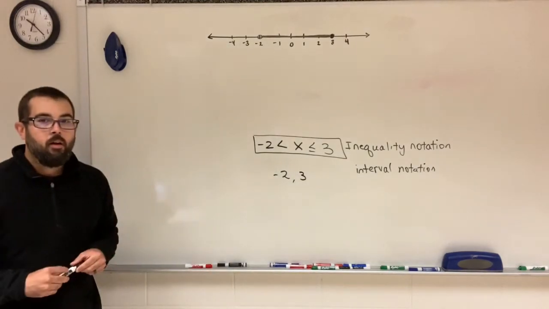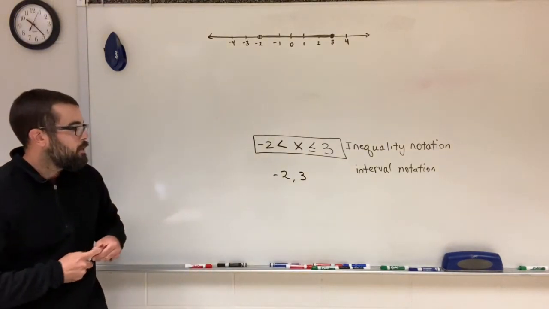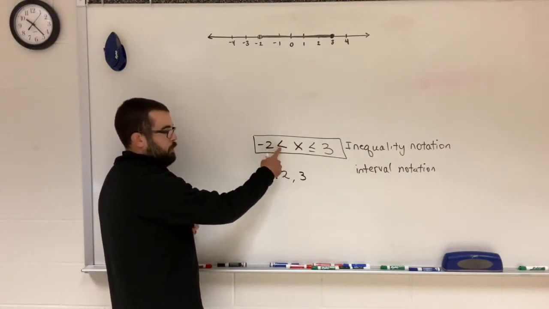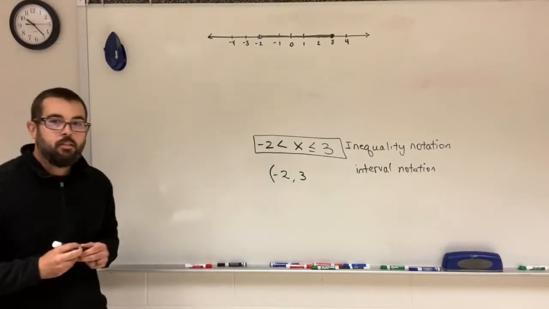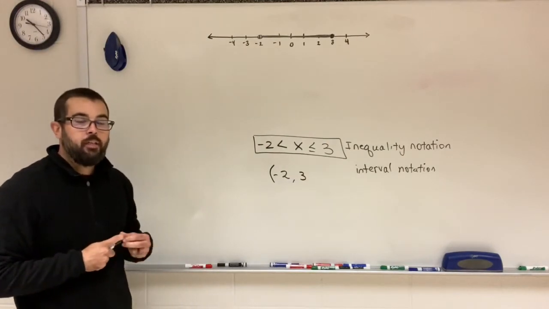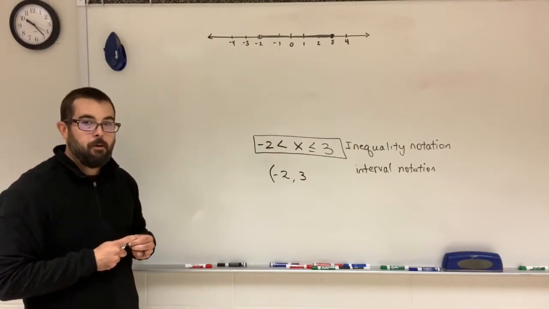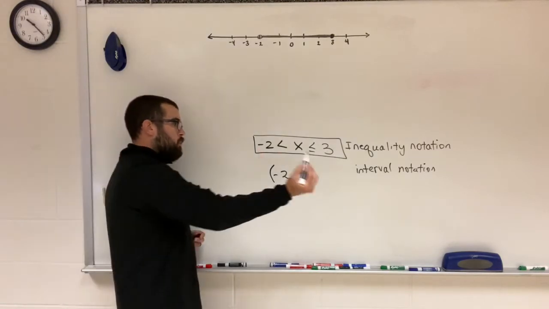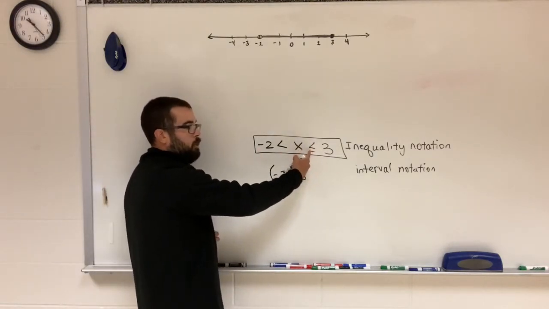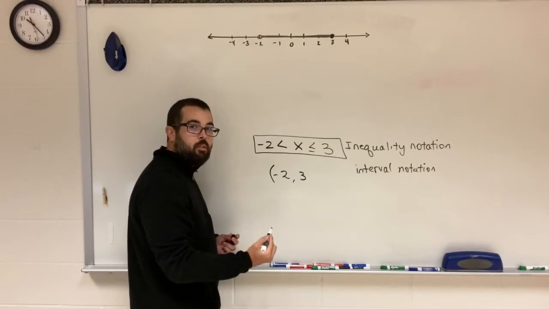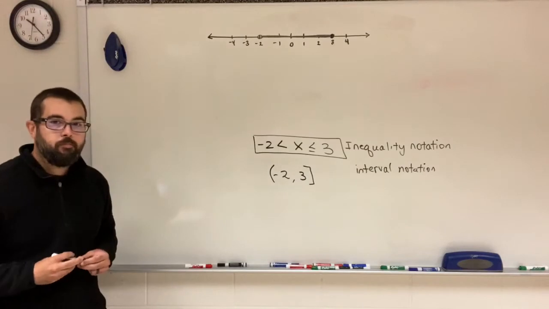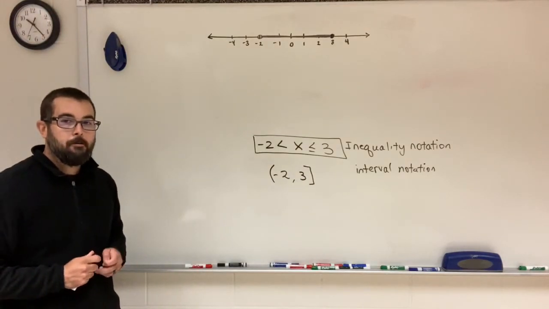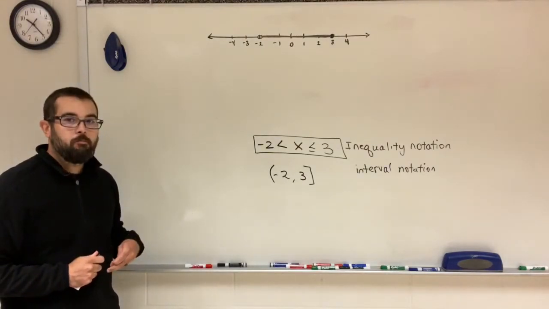Now the way we notate that is we want -2 to be the smallest number not included. So we're going to use a parenthesis to signify that a number is not included in the set. Okay? Then what about the equal to? If you have an inequality that can be equal to a number, well, that one we're going to use a bracket. Okay? So that is interval notation.